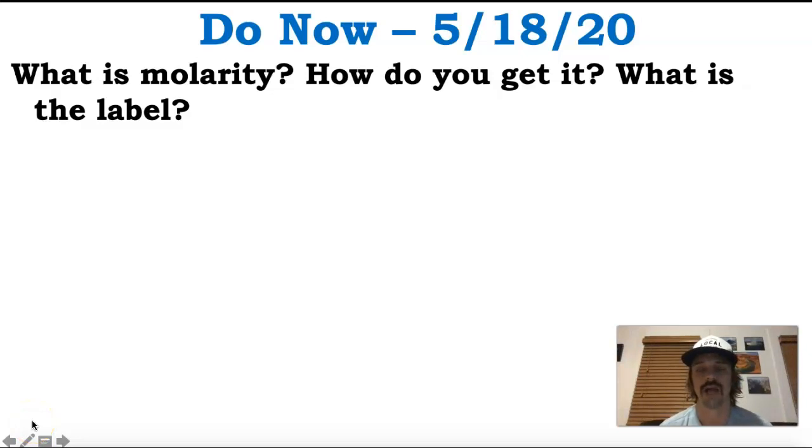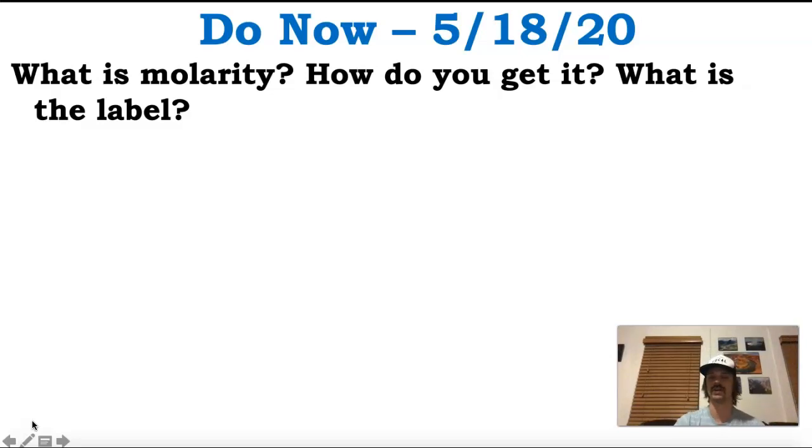For today's warm-up, I want you to answer the question, what is molarity, how do you get it, and what is the label? So I said the label just a few seconds ago. Let's see if you remember. What is molarity, how do you get it, and what is the label?